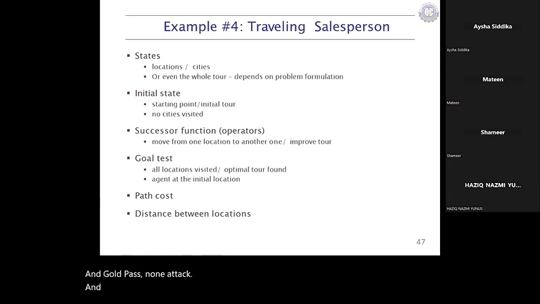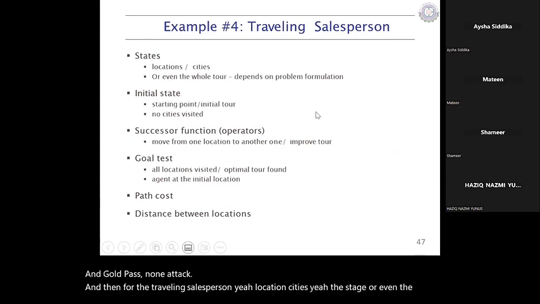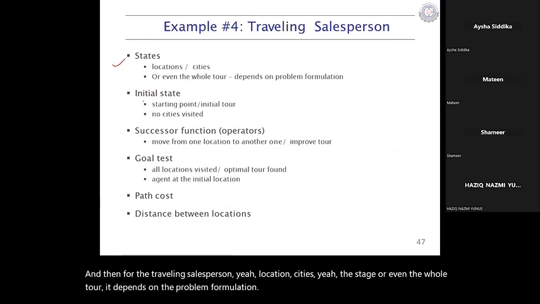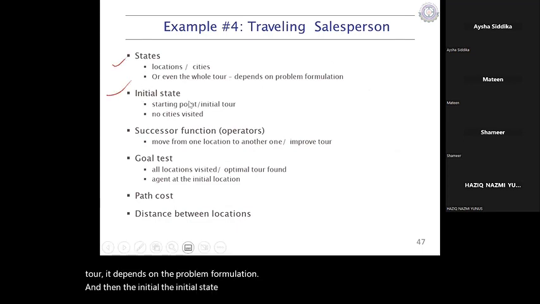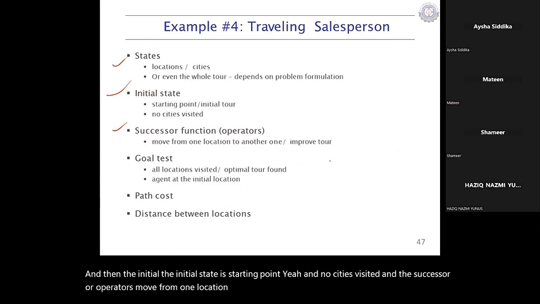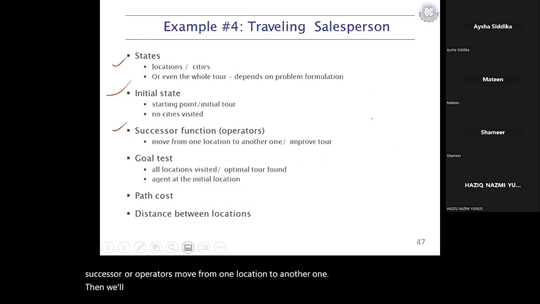And then for the traveling salesperson, the states are locations or cities, or even the whole tour, depending on the problem formulation. The initial state is the starting point with no cities visited. The successor or operators move from one location to another, then we improve the tour. The goal test is that all locations are visited, the optimal tour is found, and the agent is at the initial location. The path cost is the distance between the locations.